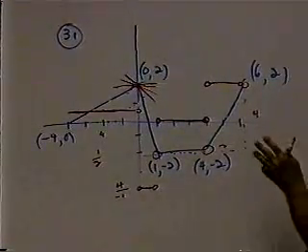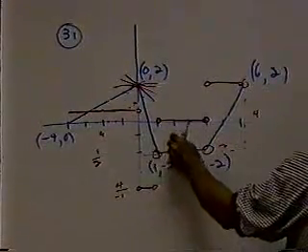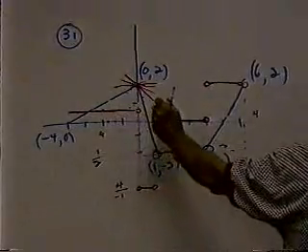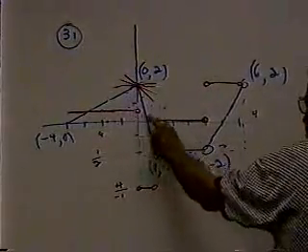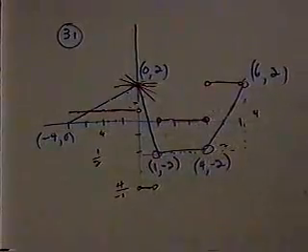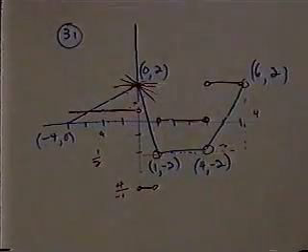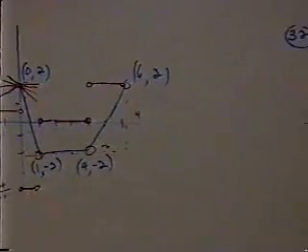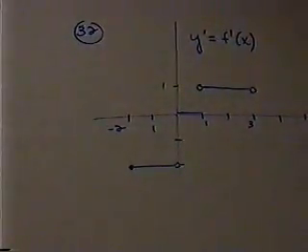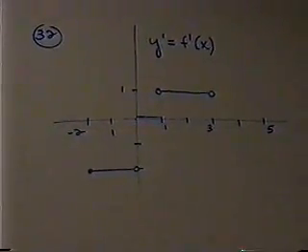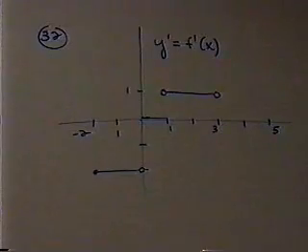All right, so we're plotting the values of the slopes. All right, now let's look at 32. And what 32 is saying is, hey, I'm going to give you the values of the slope. Now graph the curve.